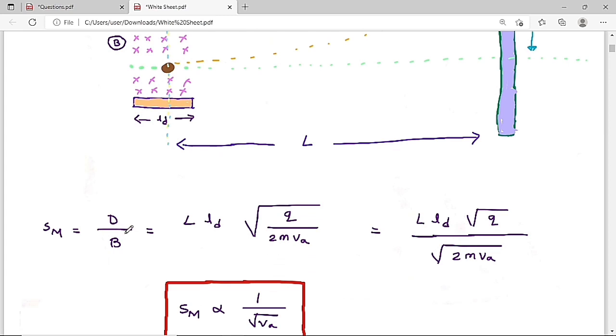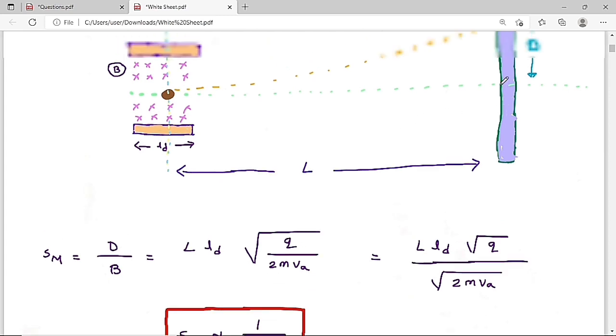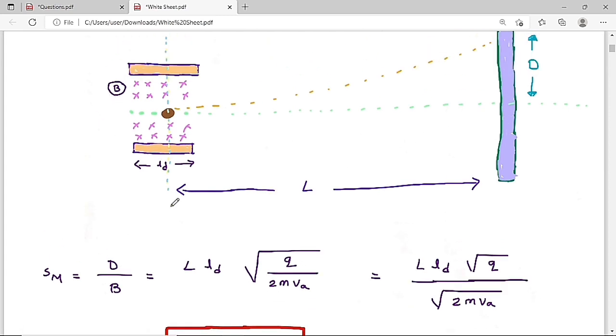So therefore SM is equal to D by B, because the output is the distance D and the input is the magnetic field. If you solve this, finally you are going to get L into LD into under root over Q by 2MVA. What is L? L is the distance between the fluorescent screen as well as the center of the deflection plates.